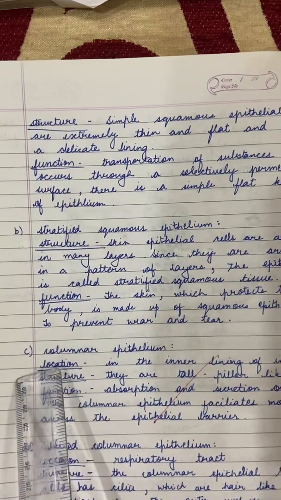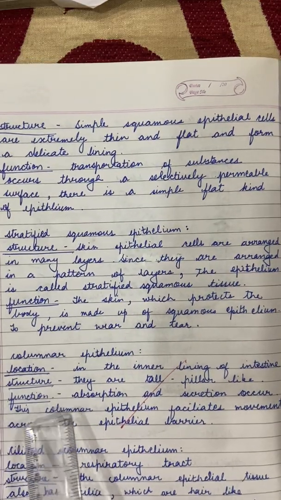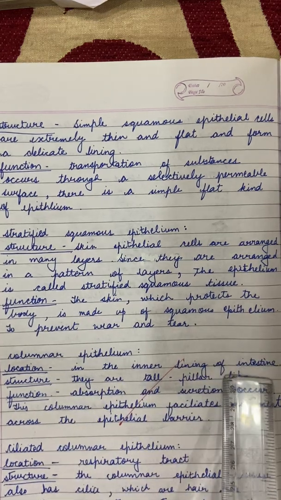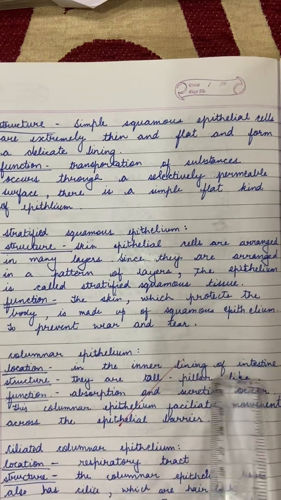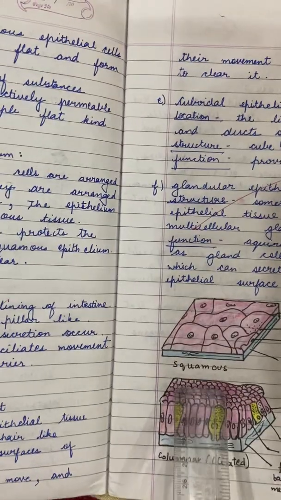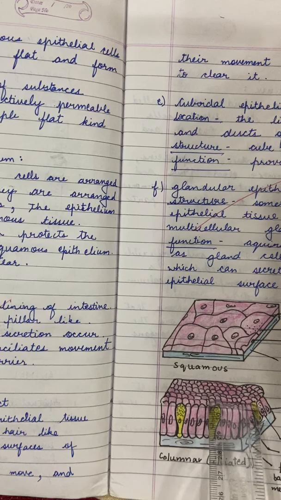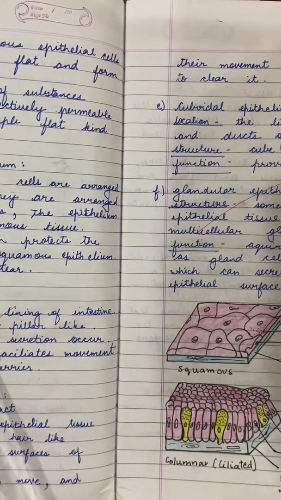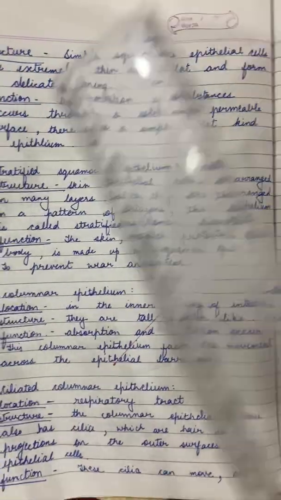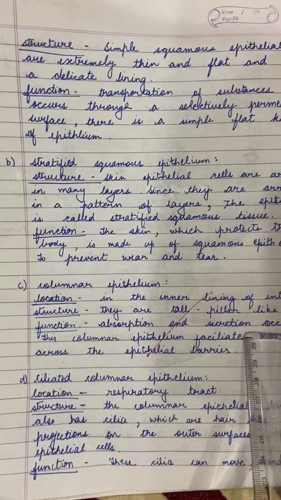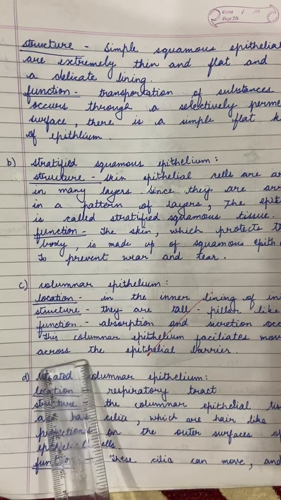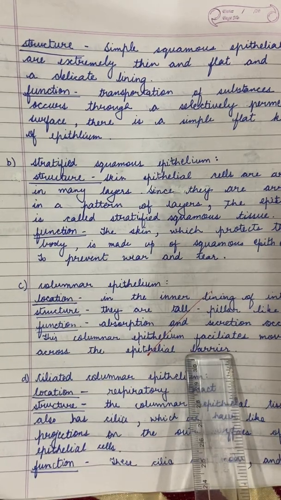Then next we have the columnar epithelium. Where is it present? It's located in the inner lining of the intestine, okay, and the structure is that they are having tall cells. You can see over here. So these are the tall cells which are present. They're tall and pillar-like, and their function is that they help in the absorption and the secretion, which occurs through this columnar epithelium. It facilitates the movement of substances across the epithelial barrier.